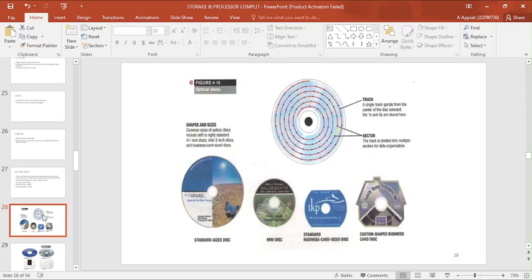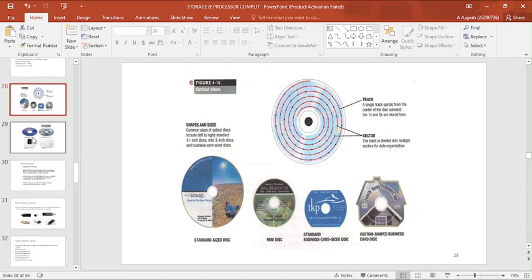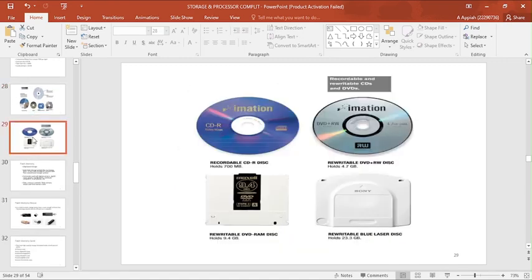So we have some pictures of the optical discs here for our viewing. Another one, also some pictures for us.